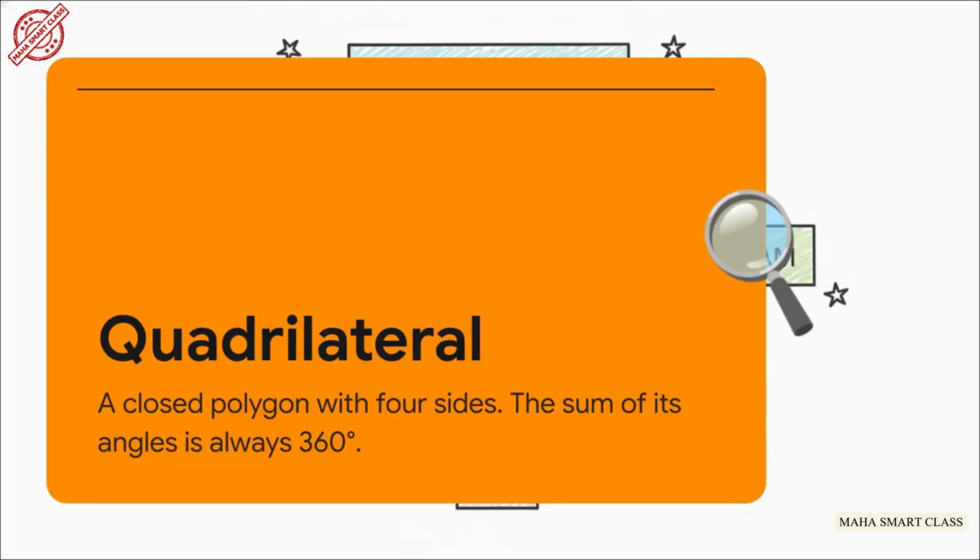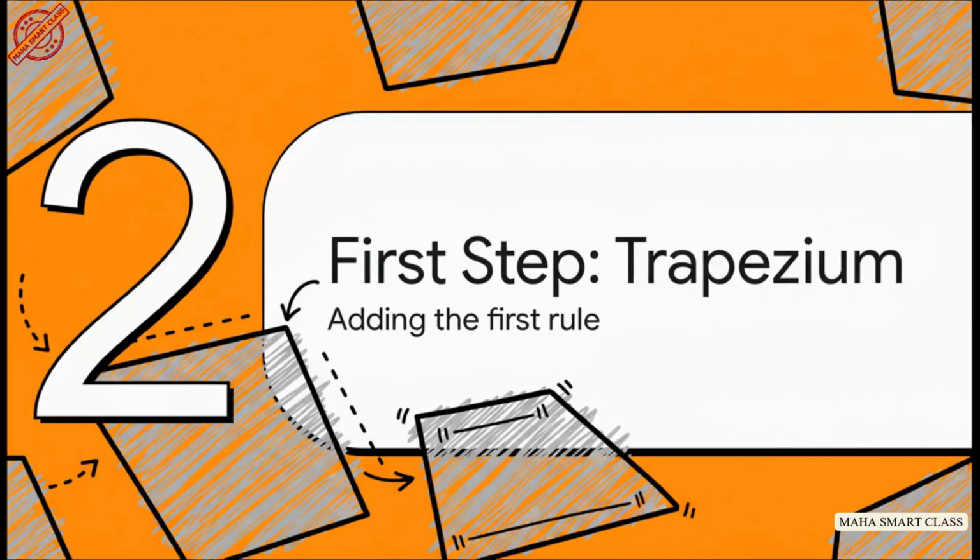Well, it's actually super simple. It's just any closed shape that has four straight sides. That's it. No other rules apply. But here's the one constant, the one thing you can always count on. No matter how you stretch it or skew it, the four angles inside will always add up to 360 degrees, every single time.